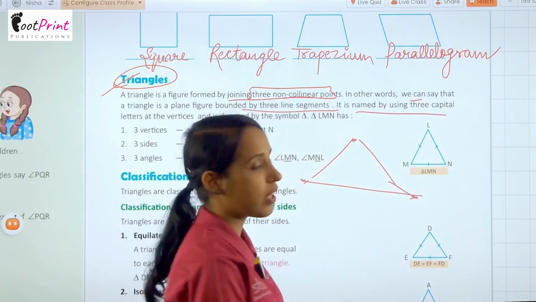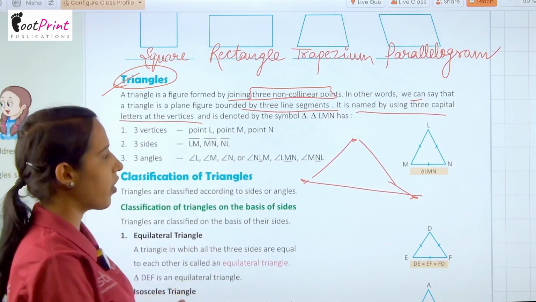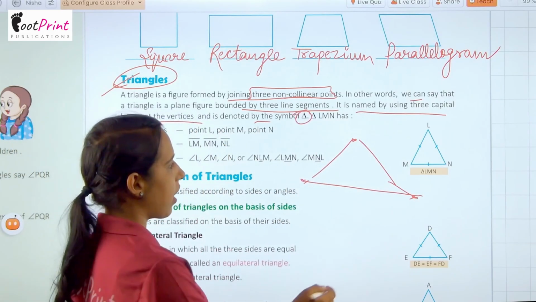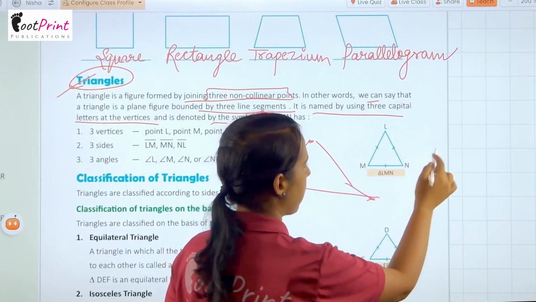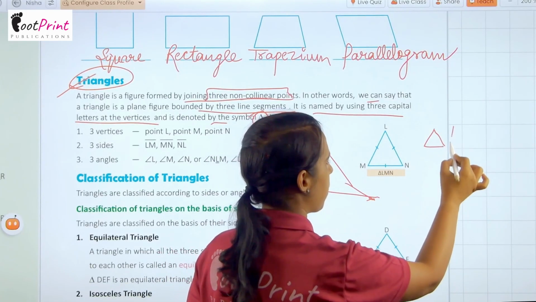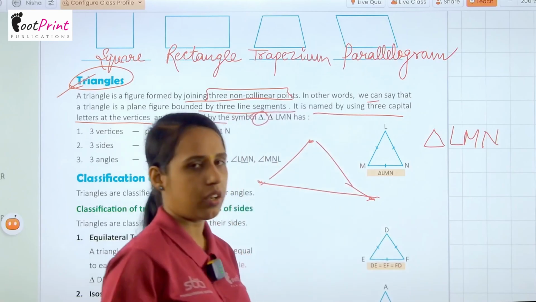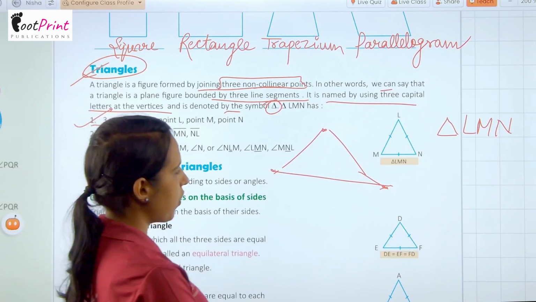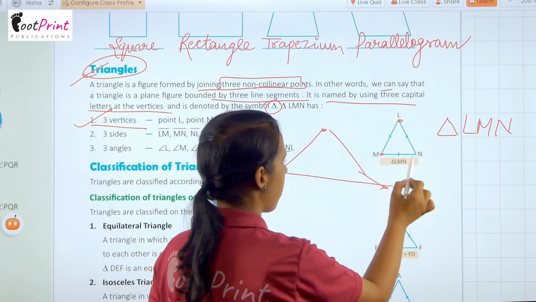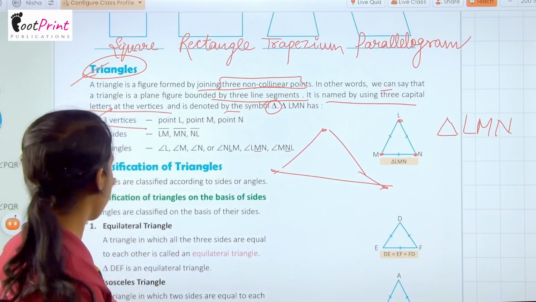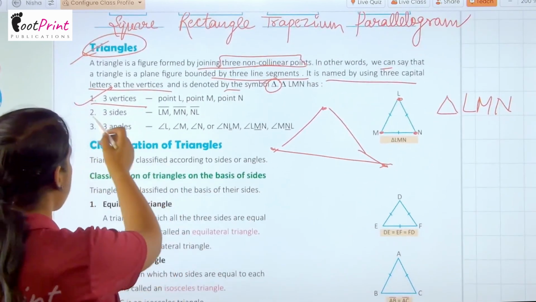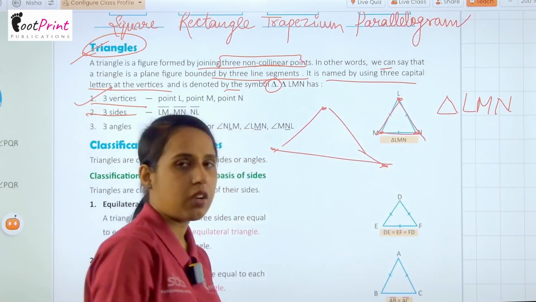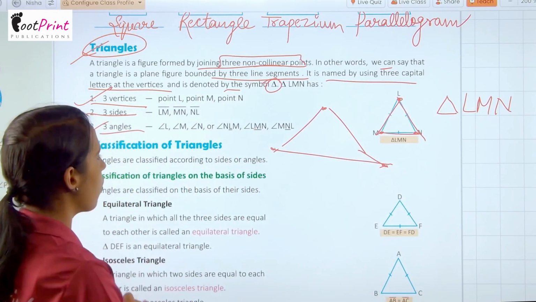It is named by using three capital letters at the vertices and is denoted by this symbol. अगर हमें ट्रायंगल का नेम लिखना है, for example here LMN, so we can use this symbol for that, triangle LMN. So LMN has three vertices. Which ones? L, M and N. These are the vertices of this triangle. Then three sides we have here, LM, MN and NL. And three angles also there.